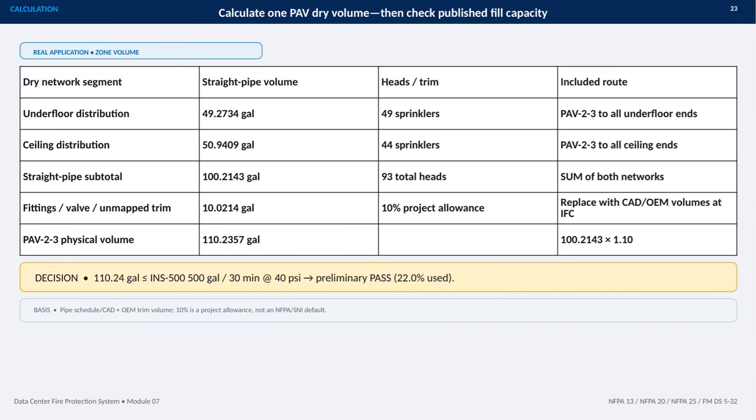The decision is based on comparing that result with the INS 500 capacity of 500 gallons for 30 minutes at 40 psi. At 22% of available capacity, PAV 2-3 receives a preliminary pass. The important qualification is that the 10% factor is a project allowance. It is not an NFPA or SNI default, so the final check must use verified project data.